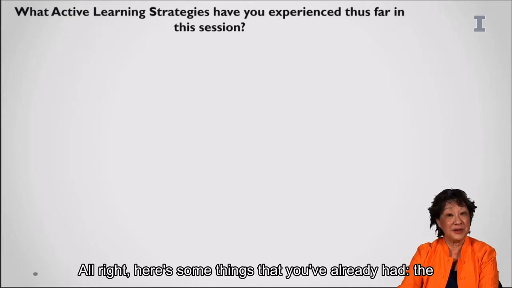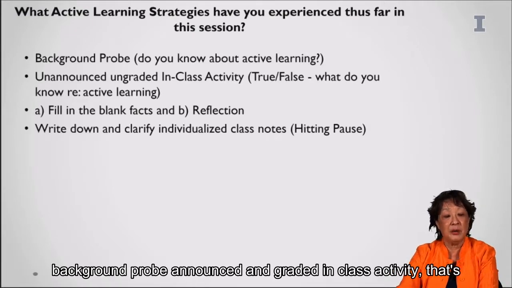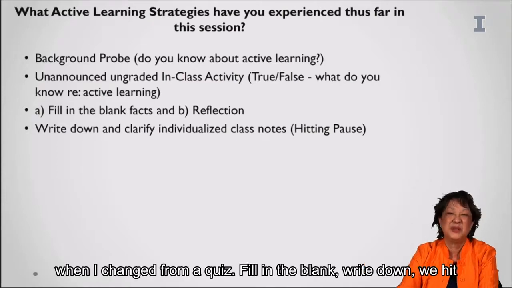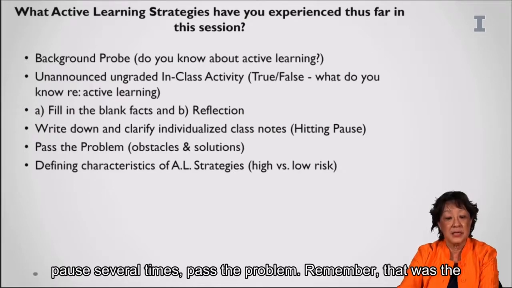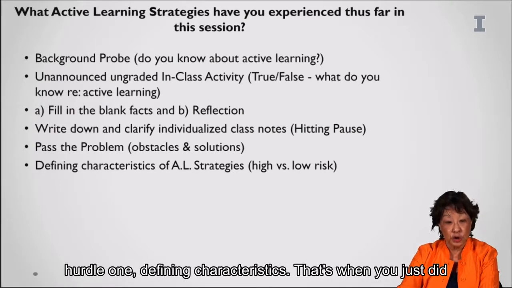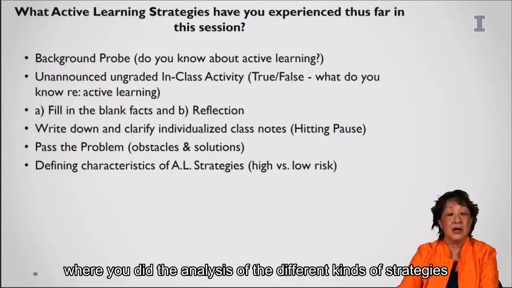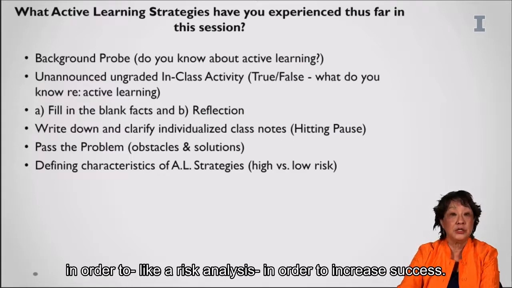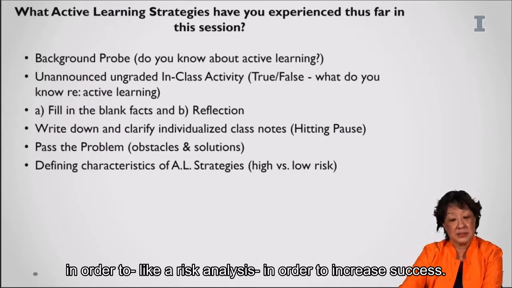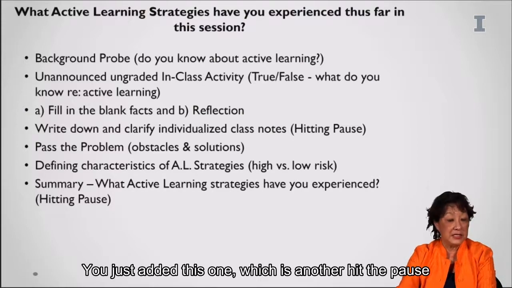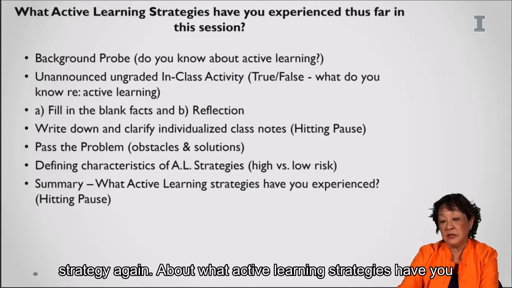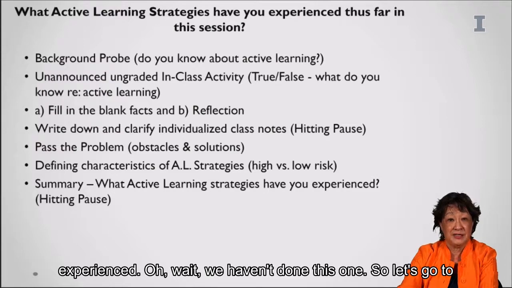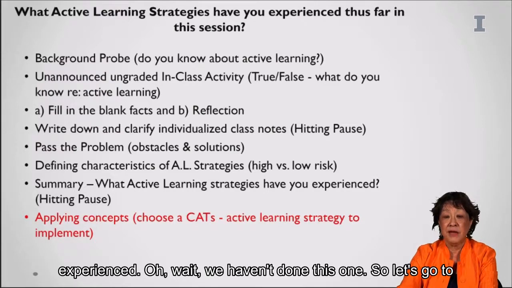All right, here are some things that you've already had. The background probe, an unannounced, ungraded in-class activity. That's the one I changed from a quiz. Fill in the blank, write down, we hit pause several times. Pass the problem, remember that was the hurdle one. Defining characteristics, that's the one you just did, where you analyzed the different kinds of strategies, like a risk analysis, in order to increase the success. You just now did this one, which is another hit the pause strategy, about what active learning strategies you have experienced. Oh, wait, we haven't done this one.